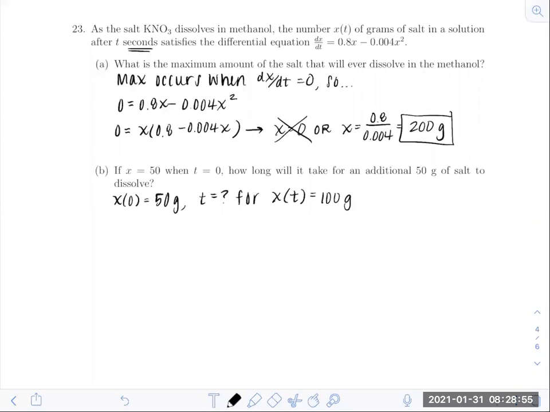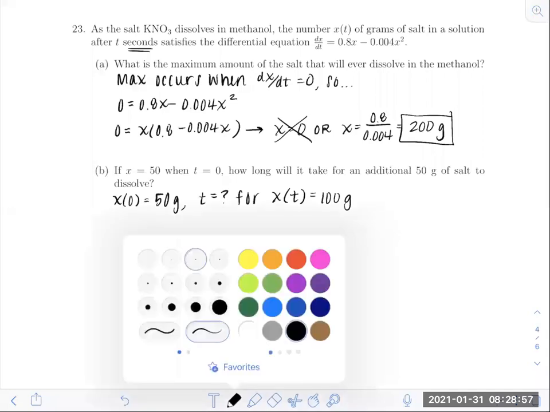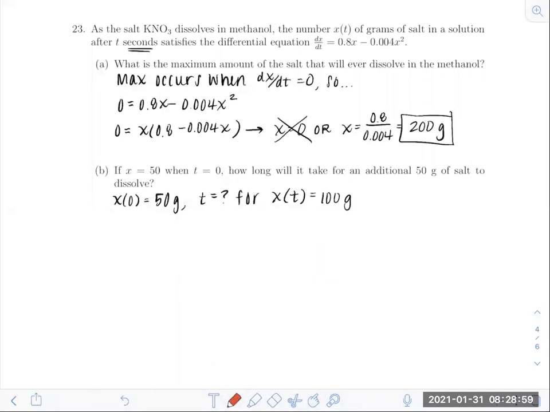All right, what I want to note here, and I'll even write it in red, is that they do not ask us to solve for x of t.